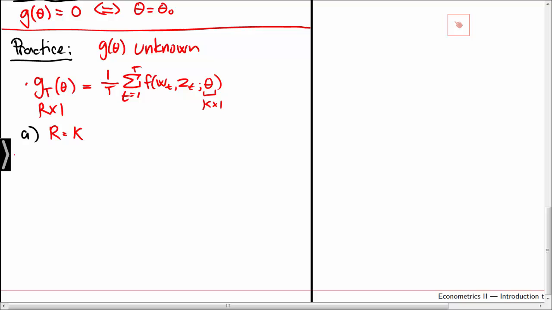In the first case, we have r equal to k, meaning that we have just as many moments as parameters to estimate. We denote this case the exact identification case. In this case, we can simply put gT equal to 0, which gives us an r-dimensional equation system. As we have just as many unknowns as equations, this system has a unique solution, which we denote the method of moments estimator.